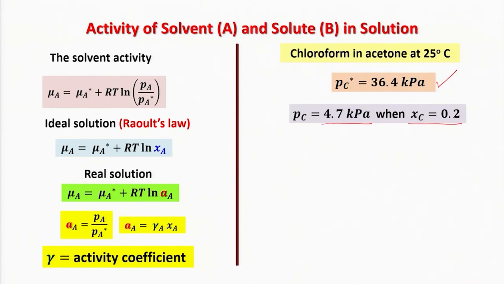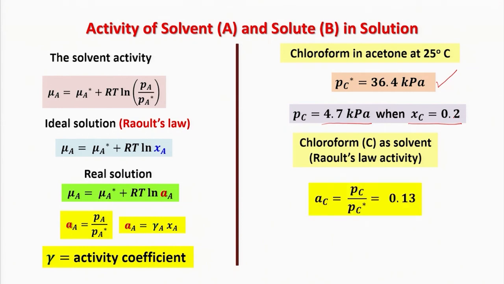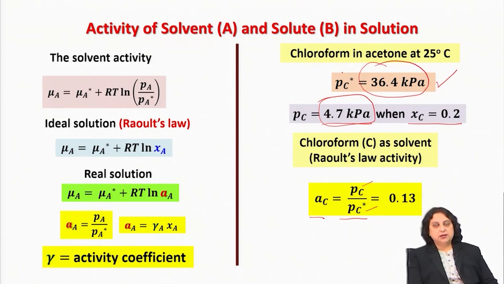Now, if I have chloroform as the solvent, what is going to be the activity of chloroform? The activity of chloroform is going to be the ratio of the measured partial pressure of chloroform divided by the partial pressure of chloroform in its pure phase. So, I'm going to replace PC by the measured value, and I'm going to replace PC star by the value given here. And if you calculate this ratio, that turns out to be 0.13.